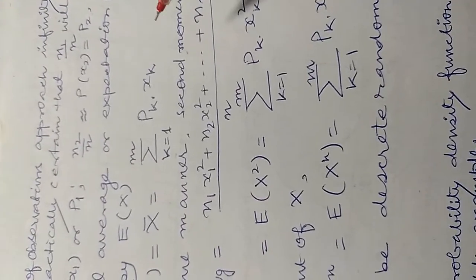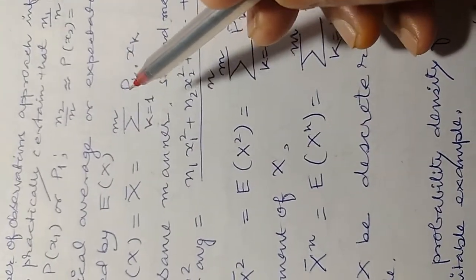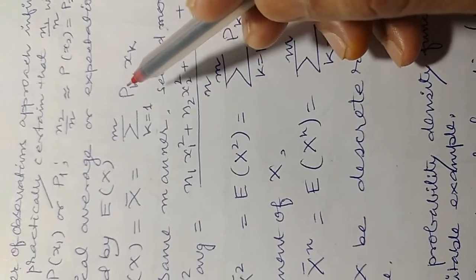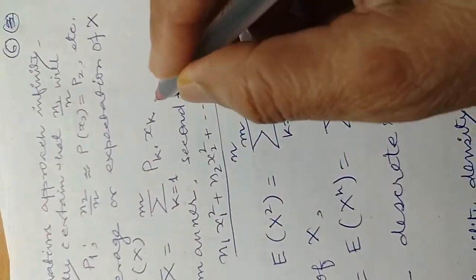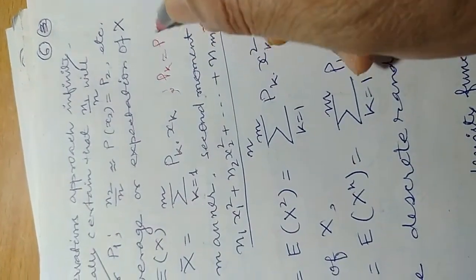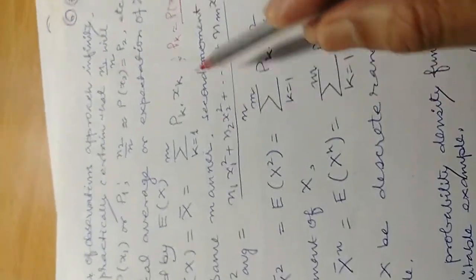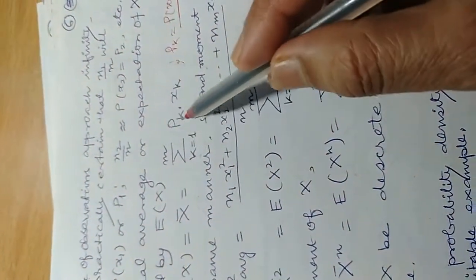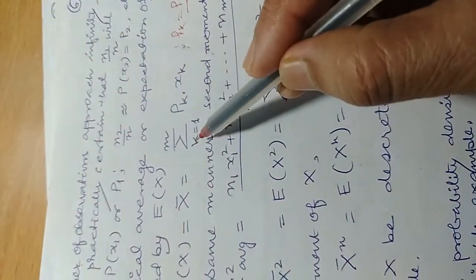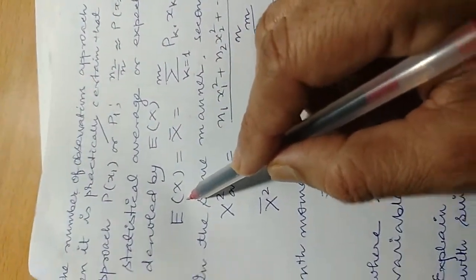n3 divided by n. Likewise we can replace these here: nk divided by n is the probability of xk. This p of xk can be written as pk. That is the frequency function, we can say. So the frequency function multiplied by that particular value, summed over k equal to 1 to m, gives the average.